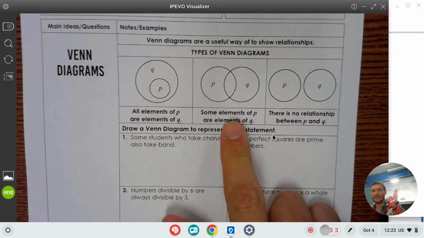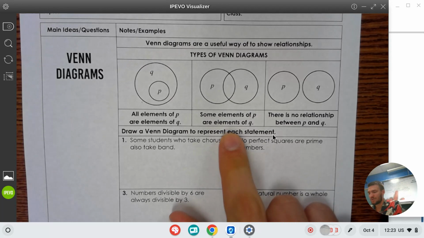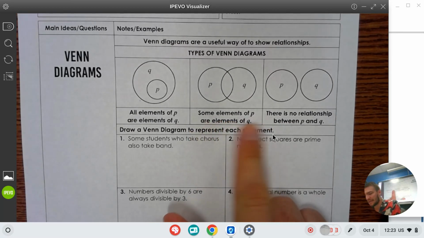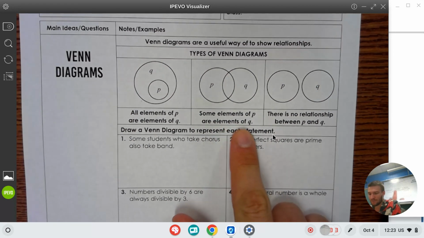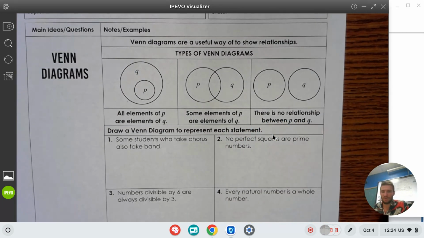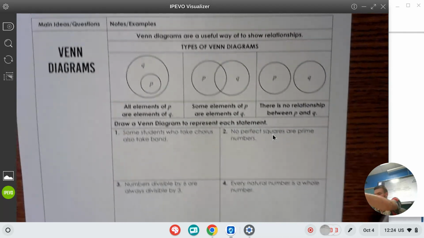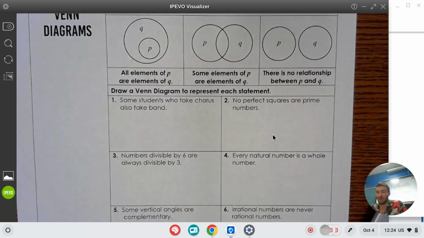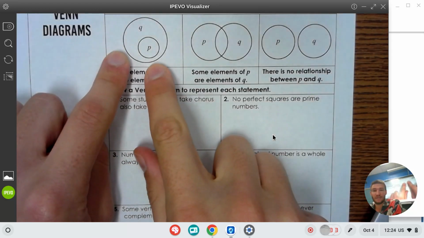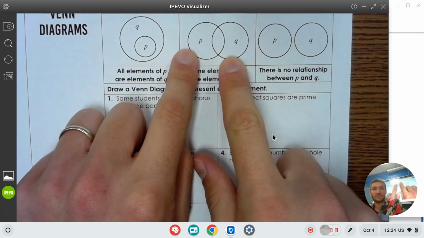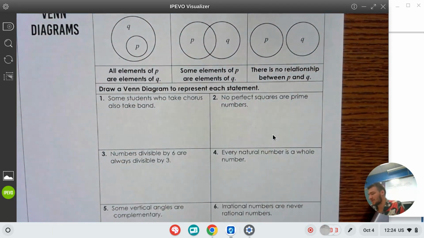We have our typical Venn diagrams, which we're used to, with a little bit of overlap, where some elements of P are also elements of Q. And then we have no relationship between P and Q, just two circles that are totally separate. So to start, really easy start to the notes, we're just going to be either drawing two circles entirely, or one circle inside of another one. We're going to be drawing a little bit of overlap or absolutely no overlap.